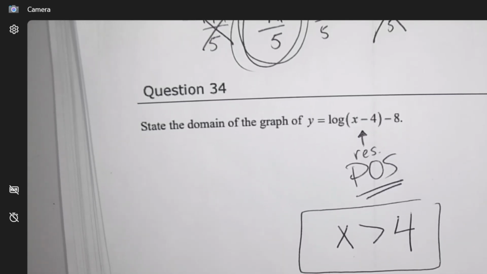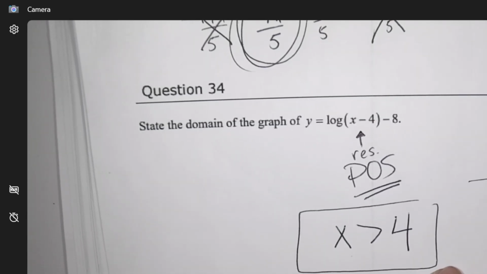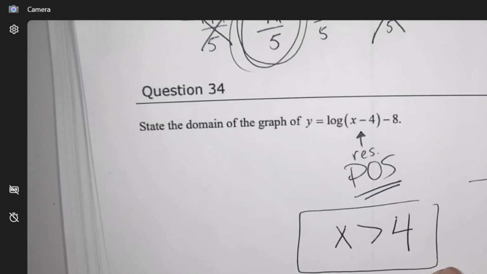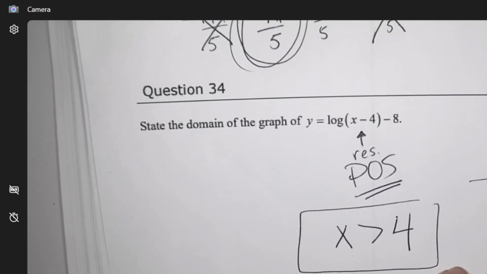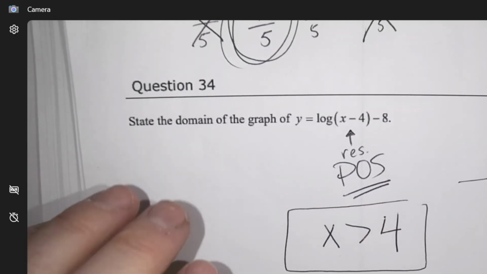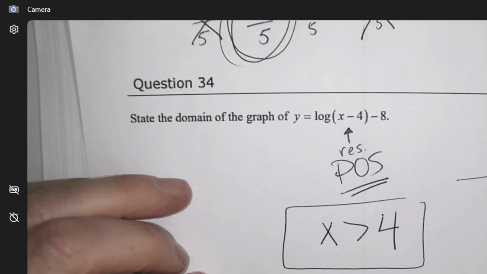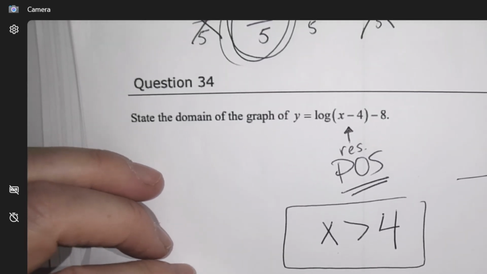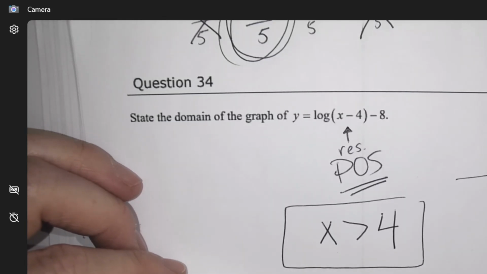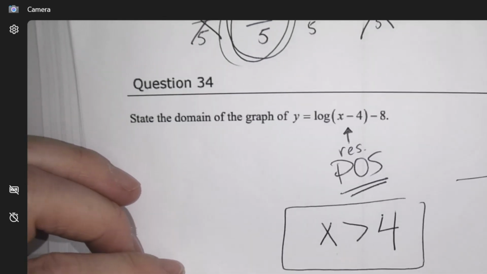Does everybody know about this as a graph? A log-shaped graph, right? The asymptote's there, the log shape will go that way. Okay, but that's the big idea. That has to stay positive, not 0. It has to stay positive.